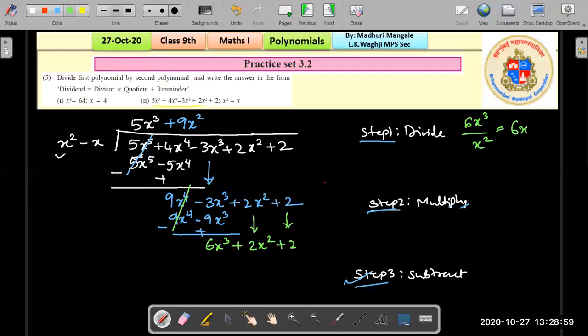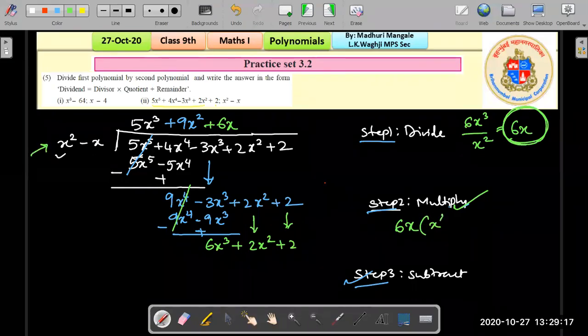So dividing, we get 6x, we put this on the top, plus 6x like that, and then multiply. So what are we multiplying? Whatever we got in step 1, that is 6x, with the divisor. The divisor is x squared minus x.